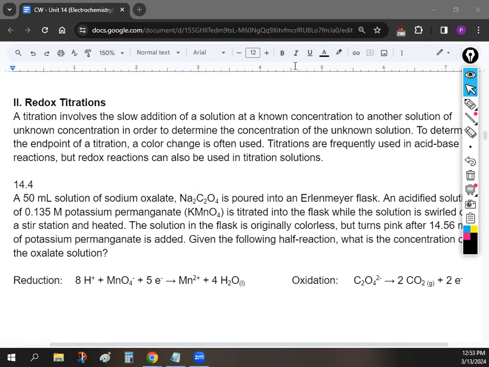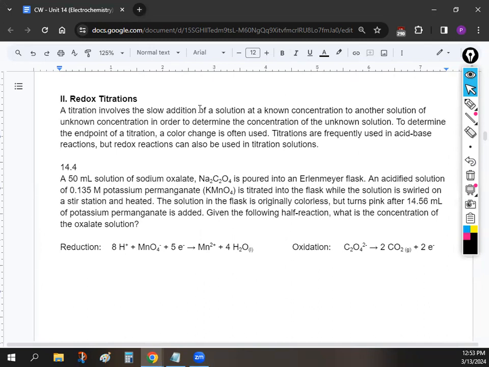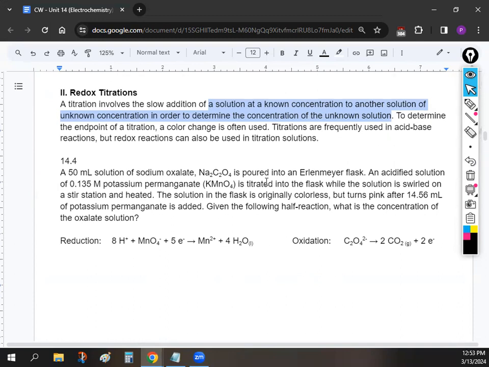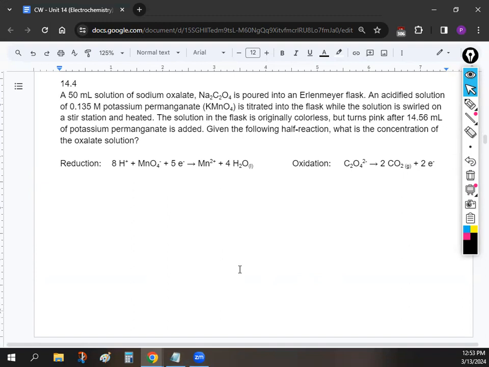So we talked about titration in the previous unit, right? And usually titration is when you add a solution of known concentration to a solution of unknown concentration to find the unknown solution's concentration. Okay. So usually in acid-base reactions, we use a color change, but we can also do that in redox titration. Okay. So I'm going to go over how to do this with you guys. It's pretty much just redox stoichiometry. So it's not too difficult.